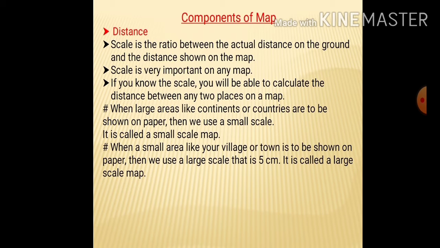The first important component of a map is distance. Scale is the ratio between the actual distance on the ground and the distance shown on the map. Scale is very important on any map. If you know the scale, you will be able to calculate the distance between any two places on the map. When large areas like continents or countries are to be shown on paper, then we use a small scale. It is called a small scale map.